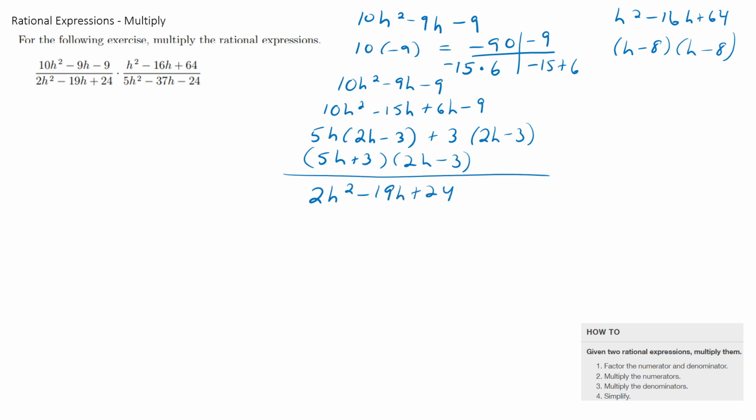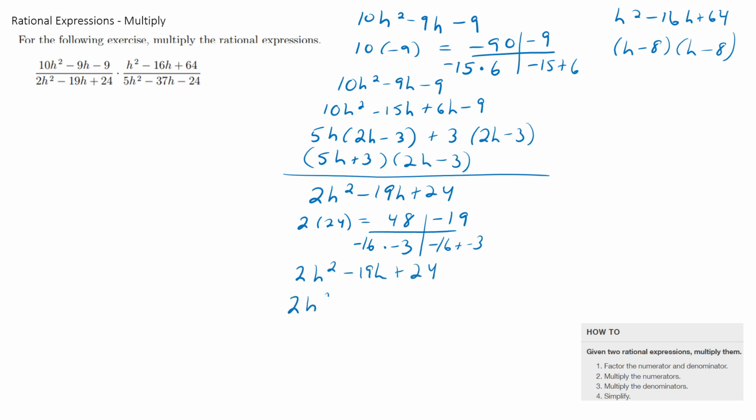All right, so in the denominator here, we've got 2h squared minus 19h plus 24. Again, a is not equal to 1, so I need to do my AC method. 2 times 24 is going to give me 48. So I need two things that multiply to 48 and add to negative 19. I think we can do negative 16 times negative 3. Yeah, negative 16 plus negative 3. So we split our middle term, right? We've got 2h squared minus 19h plus 24. This is going to become 2h squared minus 16h minus 3h plus 24.